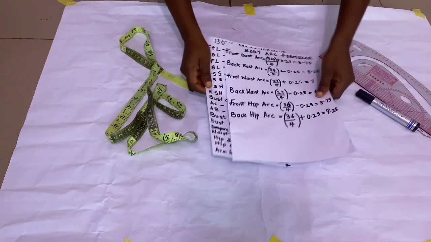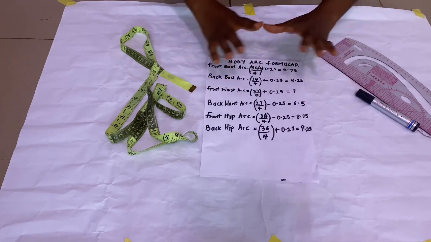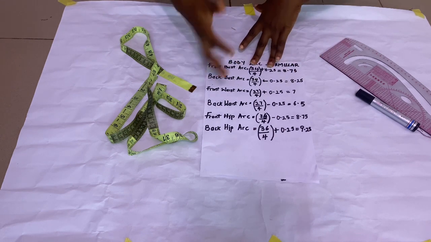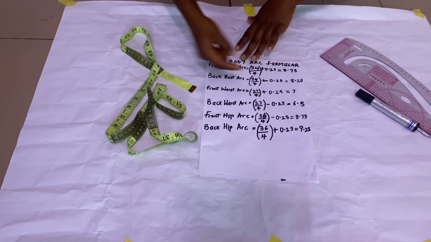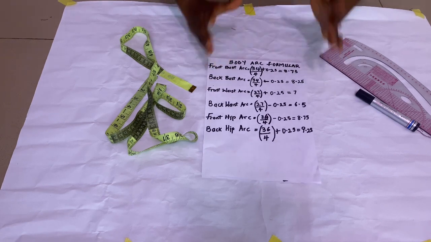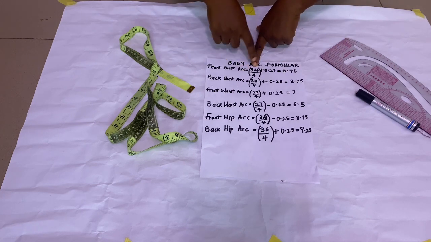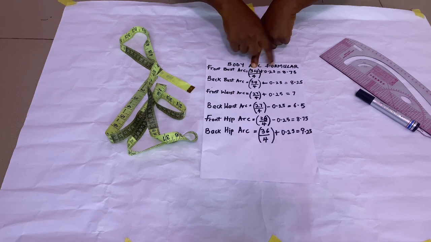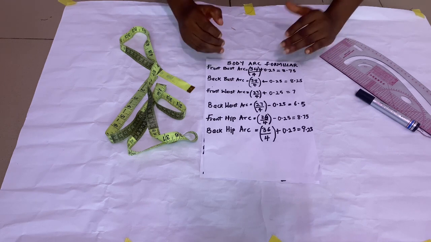So the next thing we'll be taking note of is the arc measurement. As we all notice, in the bust circumference, the bust is at the front, which makes the front bust bigger than the back bust. So this is the calculation we'll be using to get the difference in the front bust and the back bust. The bust circumference we'll be using is 34, and to get the front bust arc, it will be the bust circumference divided by 4. Whatever you get, you add 0.25 to it. So 34 divided by 4 plus 0.25 gave me 8.75, and that's the front bust arc.